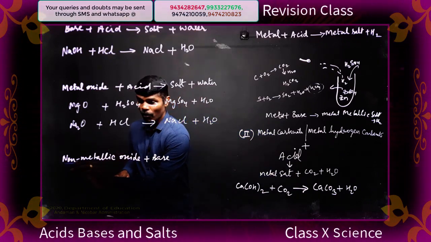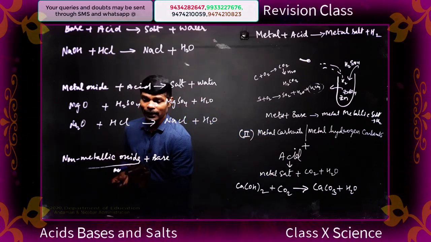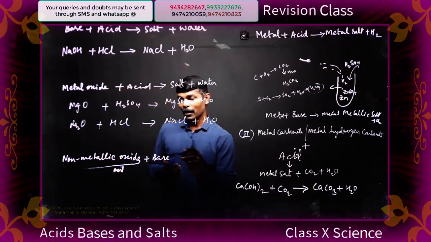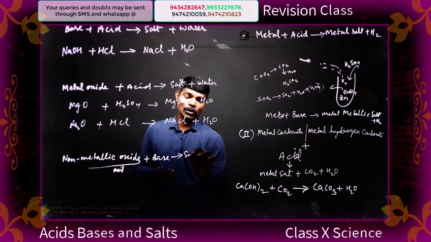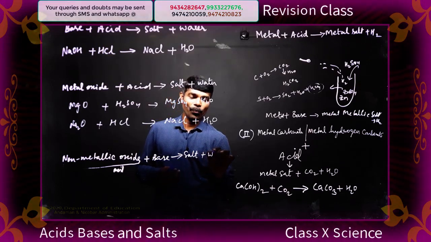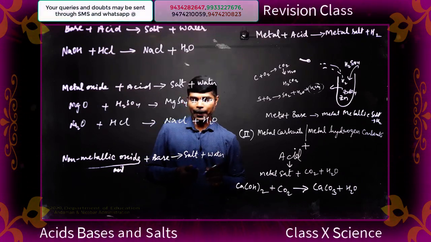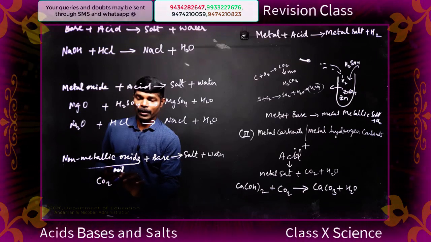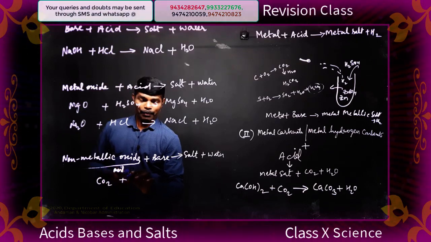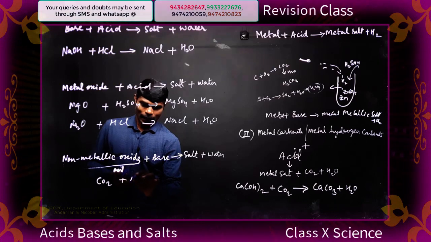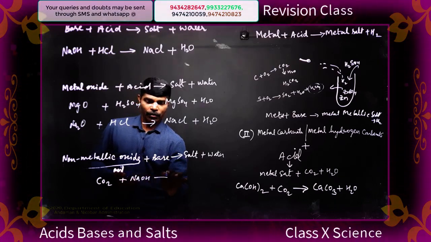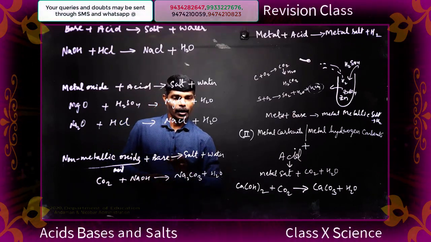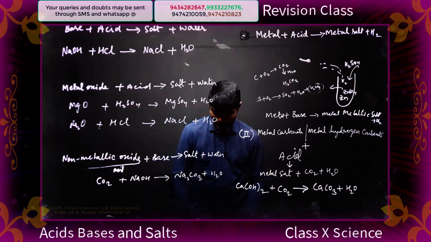So here we can think of the non-metallic oxide as an acid. And when acid reacts with base or base reacts with acid, we will be getting the same product, that is salt plus water, right? So we can take here non-metallic oxide, here carbon dioxide. When it reacts with the base, we can take here base as NaOH, we will be getting salt Na2CO3 plus water. Got it, children? So this way we can understand the chemical properties.